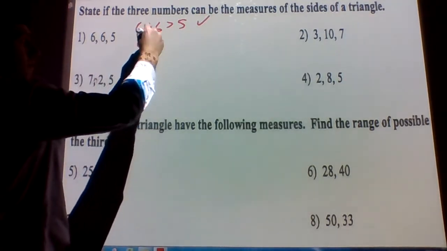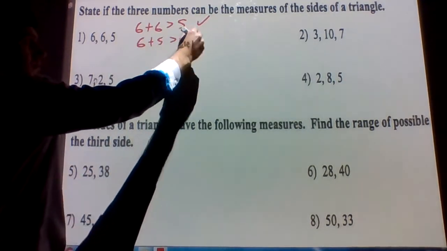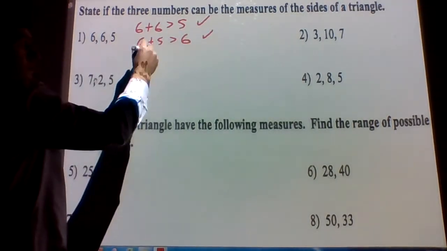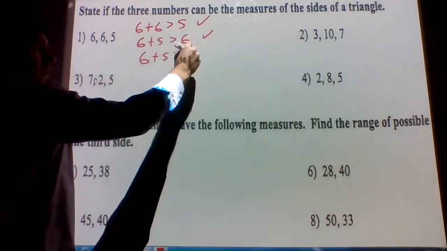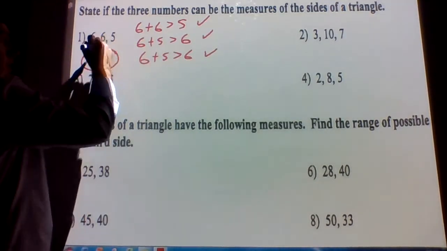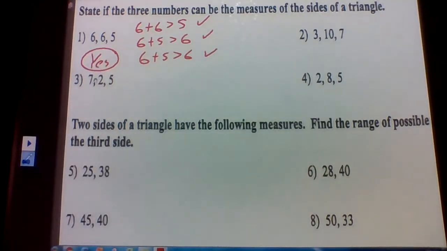6 plus 5 has to be greater than 6. And that's true, right? 11 is greater than 6. And then again, 6 plus 5 has to be greater than 6. And again, that's true. So yes, we can make a triangle out of side lengths of 6, 6, and 5.